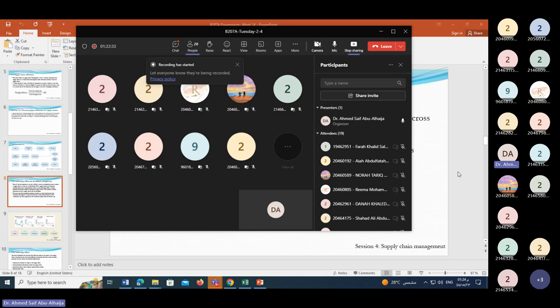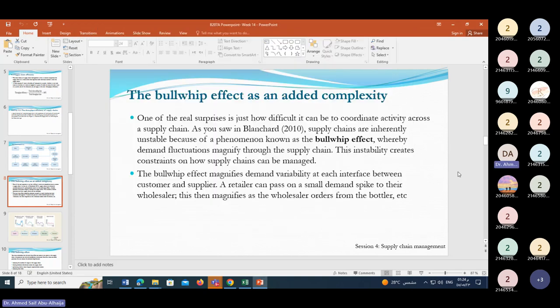So this is, guys, as you see, the meaning and the significance of supply chain management, and how you need to manage the relationship, or make sure that you maximize the cooperation between the supply chain partners in a way to be efficient. Very well. Now we need to understand another topic called the bullwhip effect.